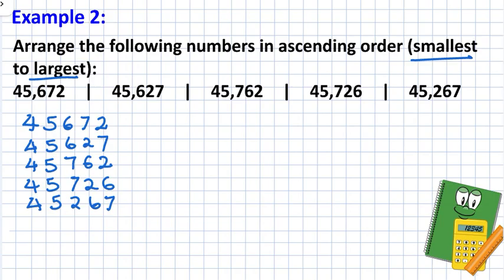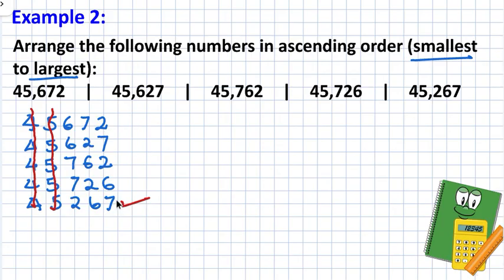So remember, we can't compare numbers that are the same. The first numbers are the same, we strike them out. The second numbers are the same, we can't compare them, so we strike them out. For the third number, the smallest number is 2. So this is the smallest.